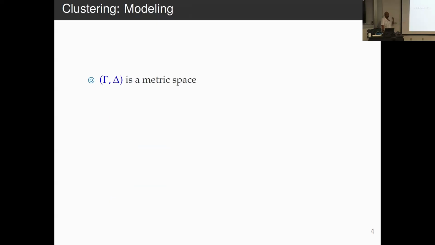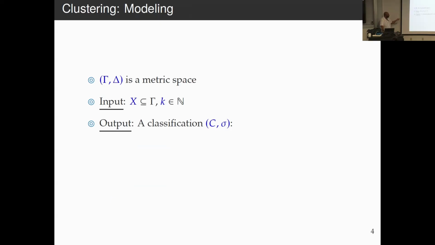Good. So let's model it mathematically. You have gamma and delta. Gamma is some set. Delta is some distance function. It's a metric space. And now you are given as input some point set X and the number of clusters k. And what is a clustering of X into k parts? Well, we can think of it as a pair, C and sigma. C is your set of k centers. And sigma maps every point in X to one of the k centers. So in other words, it partitions X based on which of the k centers it maps to.